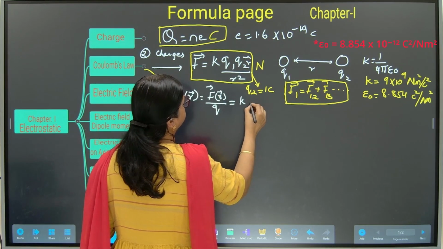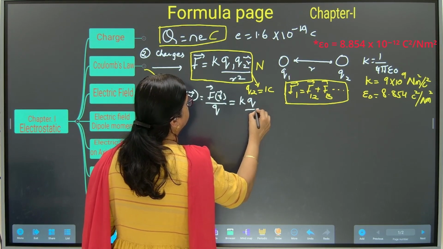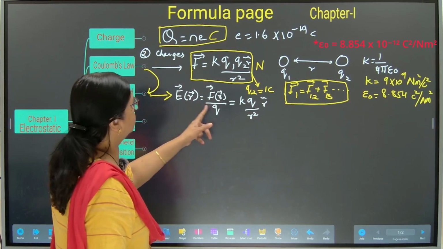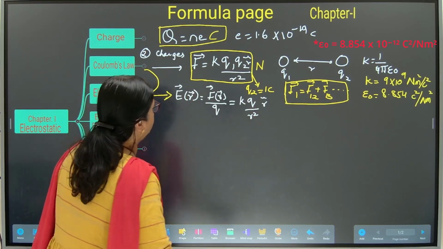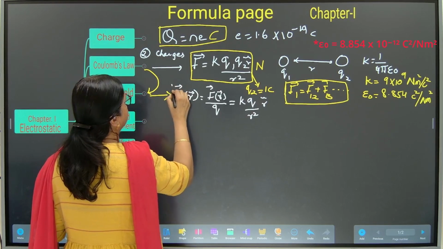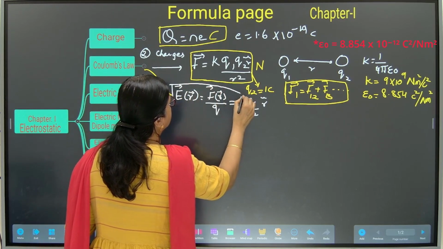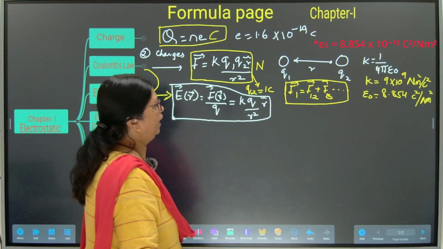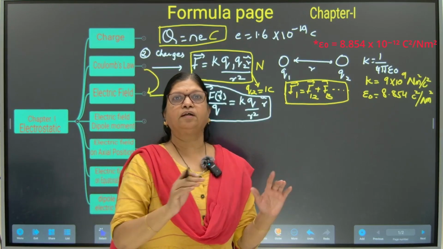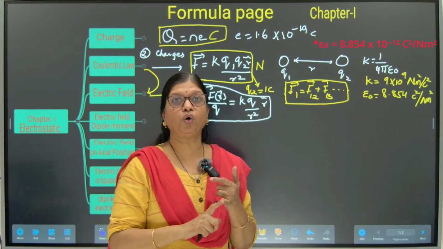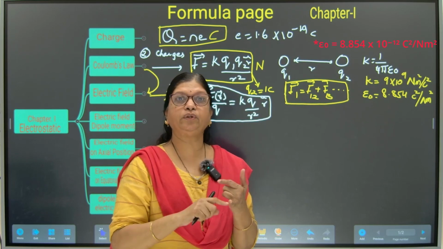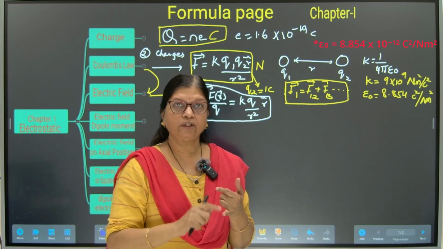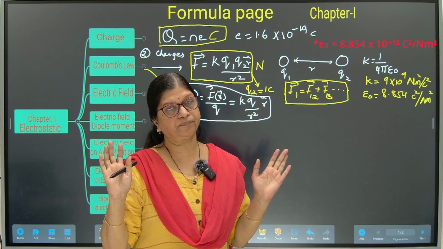E = K Q upon R square R cap. These are the 2 formulas of the electric field. Let us box these 2 formulas. Okay. Now this is the force per unit charge at a point due to one charge.